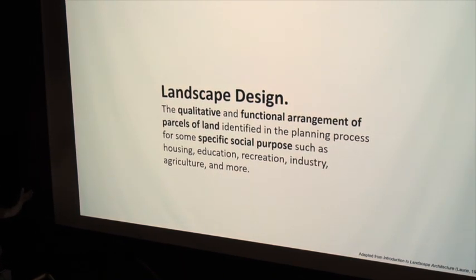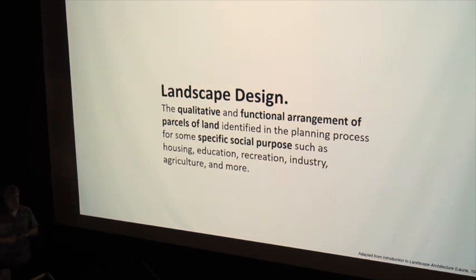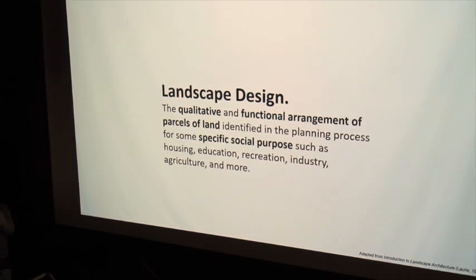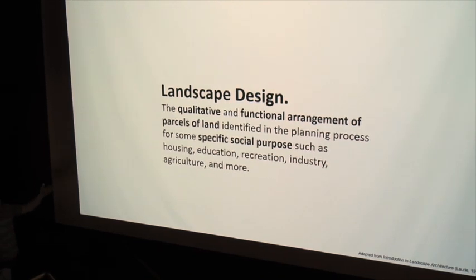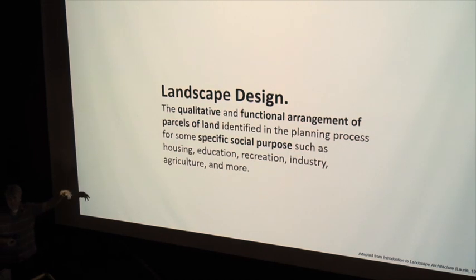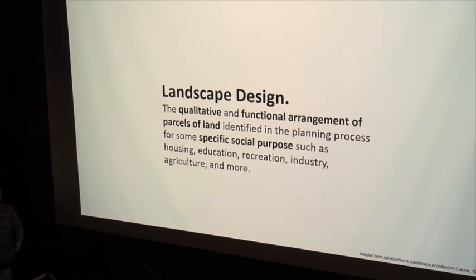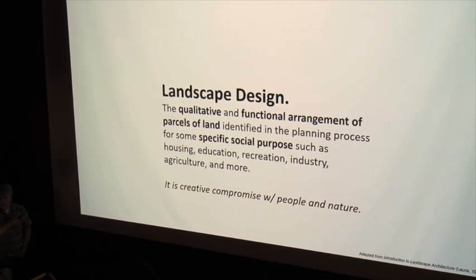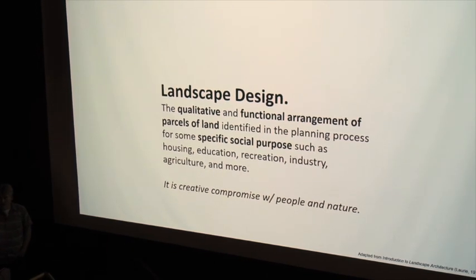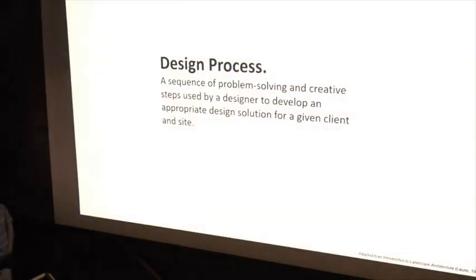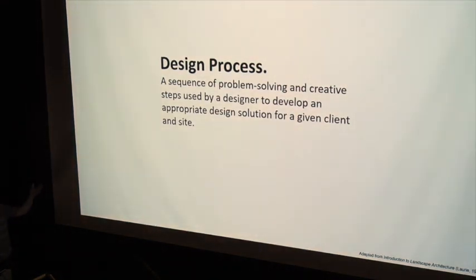It's the qualitative and the functional arrangement of parcels of land, pieces of areas, spaces, all that. Uses. Specific social purpose, we've talked about what this project is about. Housing, education, recreation, industry, agriculture, more. A lot of those topics are part of this landscape design effort you're about to get into. Remember this, it's creative compromise. Something's going to be sacrificed somewhere along the way, either for the human or the ecosystems or nature. So think about that. Design process, you know what that is, right?